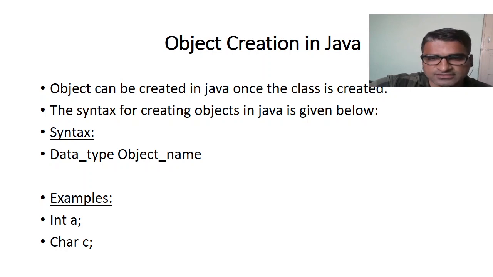Similarly, we can create a character object also by using the char data type. The second example indicates that c is an object which is declared of character data type.